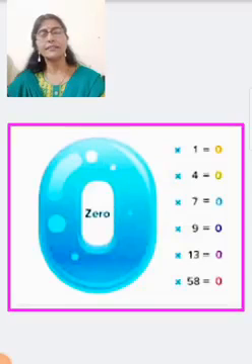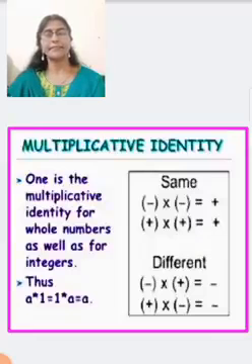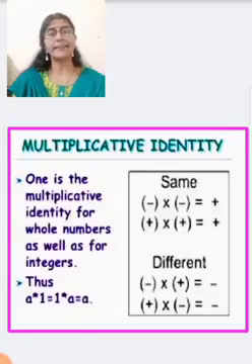Now we will go to the next slide. The next one is multiplicative identity. 1 is the multiplicative identity for whole numbers as well as for integers. Thus, a multiplied by 1 is equal to 1 multiplied by a is equal to a. Here the meaning of star means product, multiply. So any integer, any number when it is multiplied by 1 is the same number.